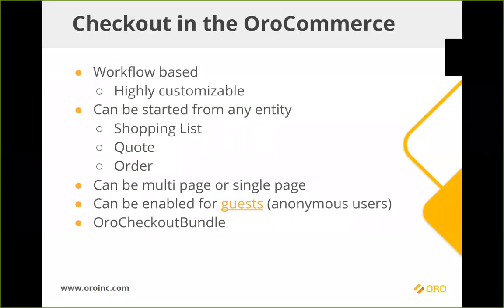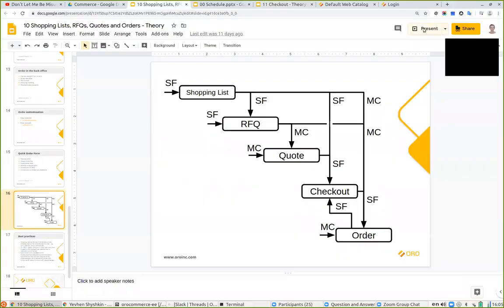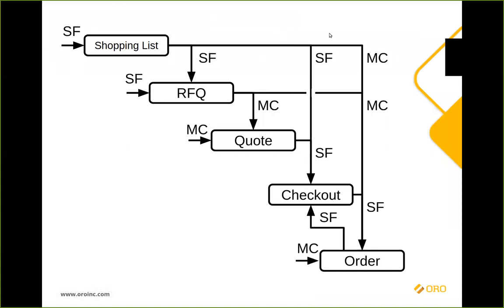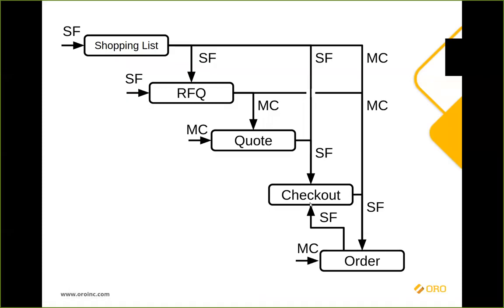Checkout can be started from any entity, but out of the box, we have it for the shopping list, for the quote, and for the order. Again, let us return quickly to that schema. Here we can see that checkout can be started from the shopping list, this arrow. It can be started from the quote, this arrow, or it can be started from the order using the order button we have seen last week. These are the 3 entities which can be used to start a checkout.